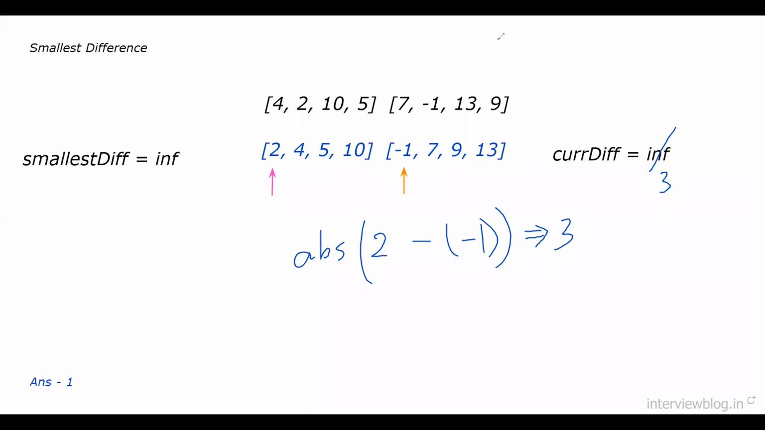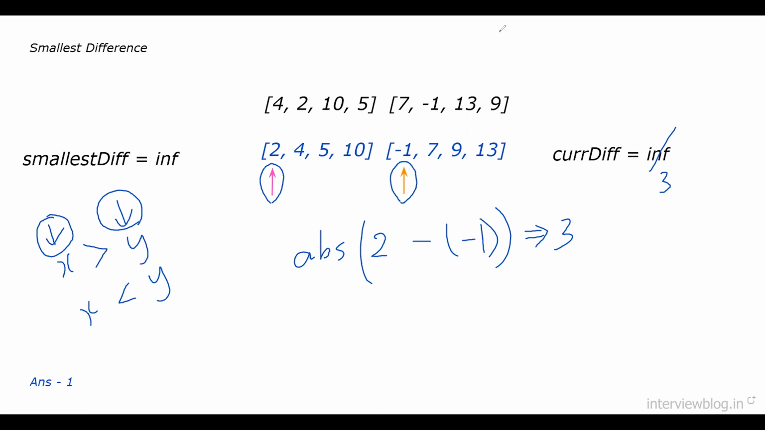So the next thing is we have to decide whether to move this pink pointer or this yellow pointer. Let us say we have two numbers x and y, where x is from the first array and y is from the second array. While comparing x and y, if x is greater than y, we need to move the pointer that is pointing to the second array. And if x is less than y, we have to move the pointer that is pointing to the first array. So why do we do this? We will be discussing this part in a while. For now, let us say we are comparing the elements 2 and -1.